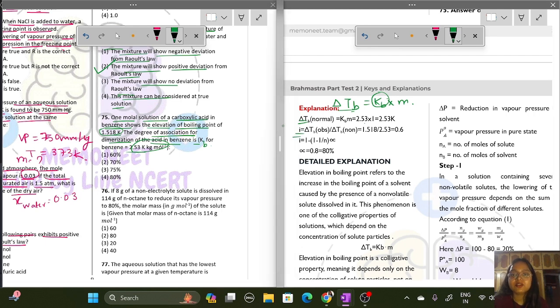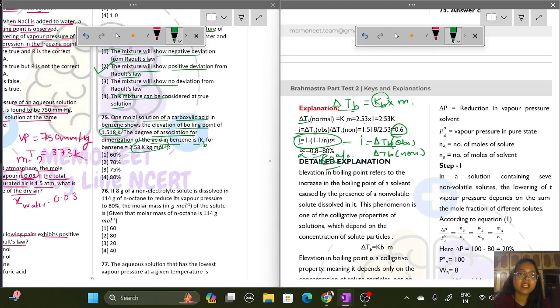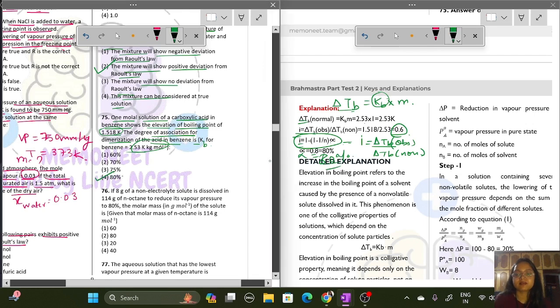Okay, so what is i? It is the van't Hoff factor, it is delta Tb observed over delta Tb of the non-associated solution, which is equal to 0.6. So i is equal to, we know that this is the formula, right? And alpha is equal to 80% here. The degree of association comes out to be 80%. So the answer is 80%.